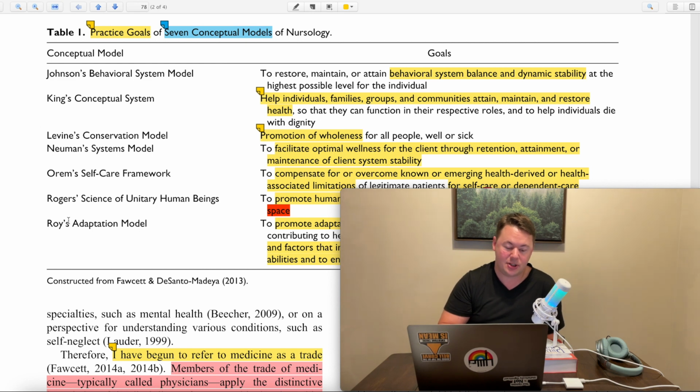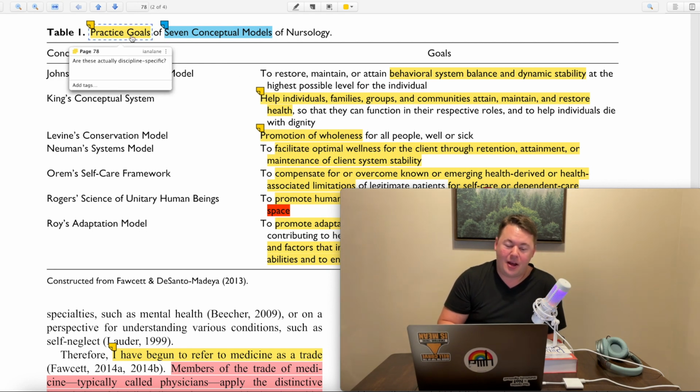If you can see my cursor on the YouTube version here, you can see Johnson's behavioral system model, King's model, Levine's, Newman's, Orem's, Rogers, and Roy's. She talks about them in the text above. And on the right-hand side, there are goals of the paper itself, or rather goals of those conceptual models. I want to just highlight some of them.